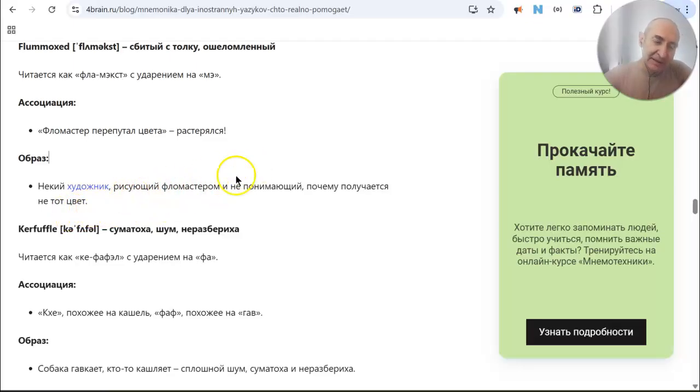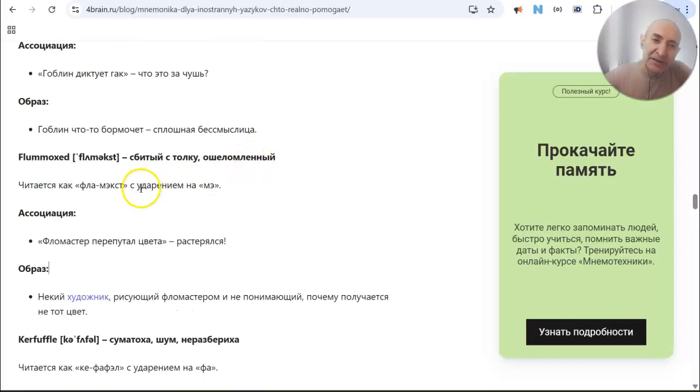Okay, that's it, guys. By the way, there is a mistake here because it says regarding the word flummoxed, читается как flummoxed с ударением на «ме», with the emphasis on «ме», but it should have been the emphasis on flummoxed, yeah. So they just made a mistake here. Just for you to know.